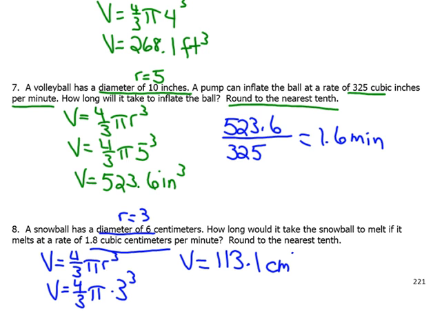113.1 centimeters cubed. Now I have to figure out how long it's going to take. So I'm going to take that 113.1 divided by the 1.8, because that's the rate that it's melting at. So divide by 1.8, and it would take 62.8 minutes. So a little bit over an hour for that snowball to melt.